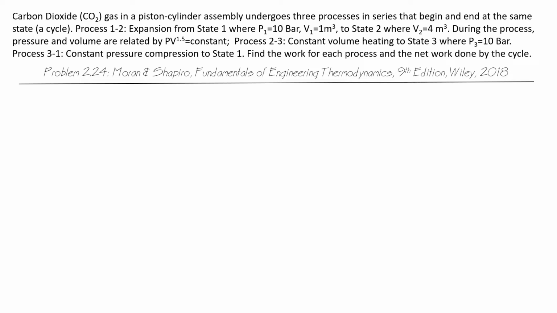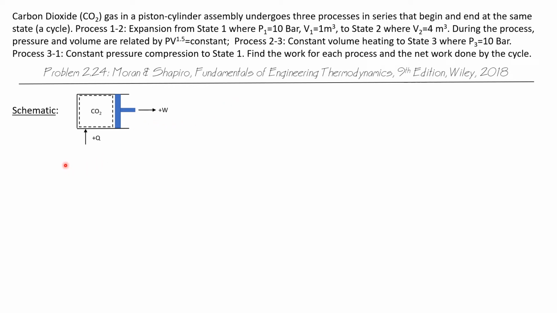For process 2-3, constant volume heating takes place to state 3, where P3 is 10 bar. And process 3-1 is a constant pressure compression process returning us to state 1. Now find the work for each process and the net work done by the cycle.